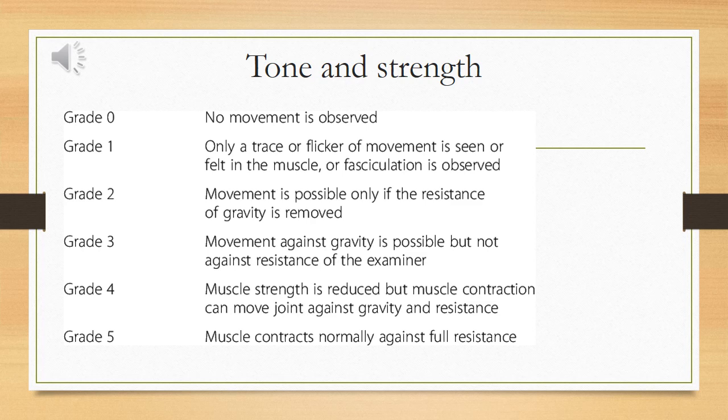Grade 3, the patient can move the muscle only against gravity, and when you apply any resistance, he can't overcome that resistance. Grade 4, muscle strength is reduced, but the muscle contraction can move against gravity and minimal resistance. Grade 5, the muscle contracts normally against full resistance.